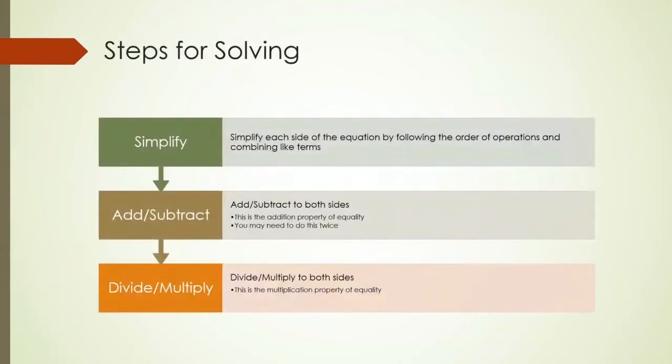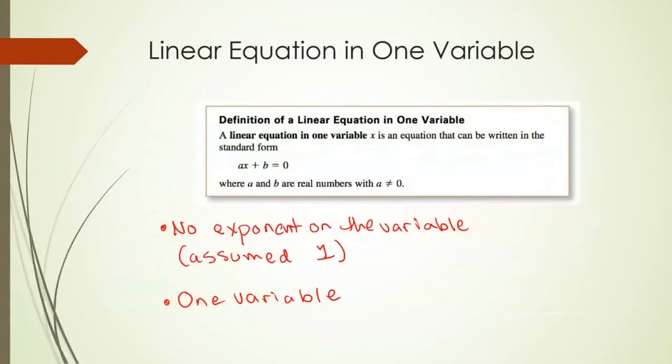The basic steps when you're solving, and this is the big picture that you want to know, is that when you're doing algebra, you need to first identify the type of equation and then know what the steps are. So the first thing is you need to be able to look at an equation and say, oh, this is a linear equation in one variable. There's no exponent on the variable, and it has one variable.